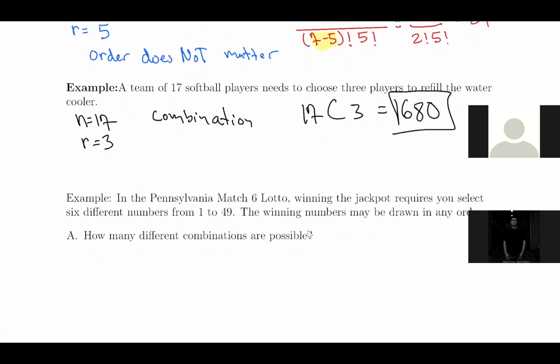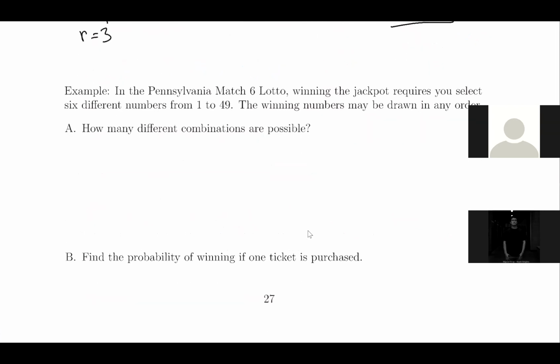All right, so let's apply what we have learned right now. For this next example, it says in Pennsylvania, Match 6 Lotto, winning the jackpot requires you to select 6 different numbers from 1 to 49. The winning numbers may be drawn in any order. Okay, so let's see if this is a combination or a permutation. Combination. Perfect.